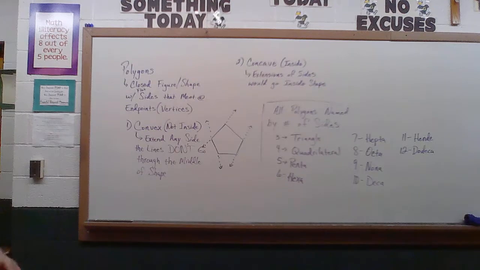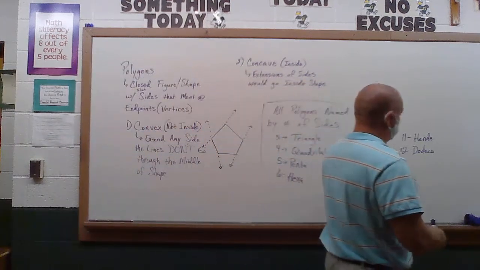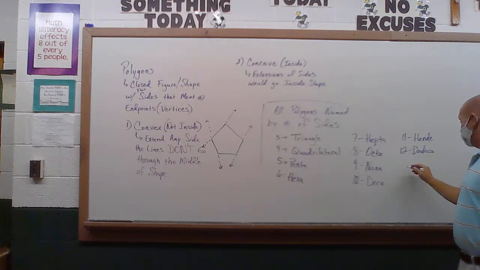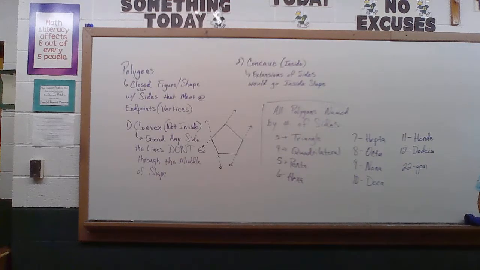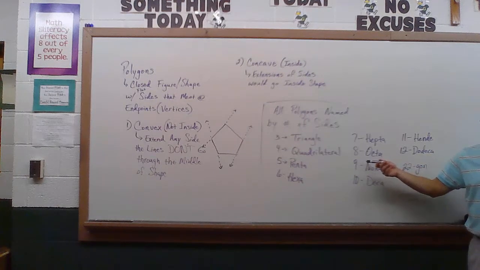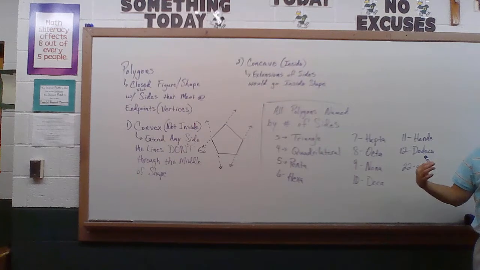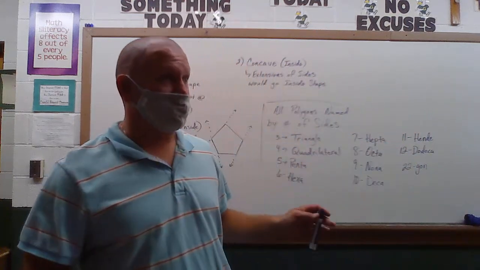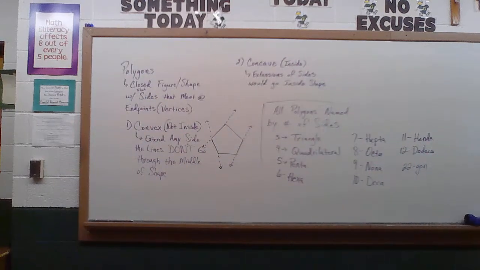Now, somebody said it over here. What'd you say, Lauren, when I asked what 11 was? 11-gon? Yeah. Ladies and gentlemen, if you forget the names, you can always say whatever-gon. So if you don't know the prefix for 22, you can say it's a 22-gon. If you forget that an octagon is 8, you can say an 8-gon. So you can say whatever sides it is and then put gon on it. It's totally legal. All right?